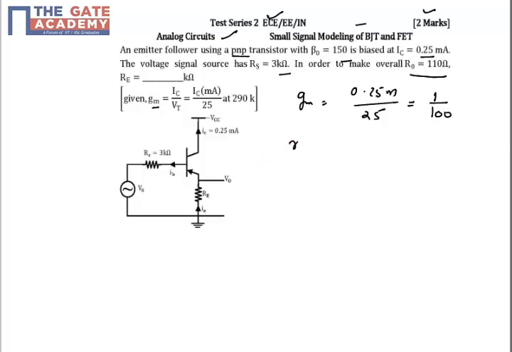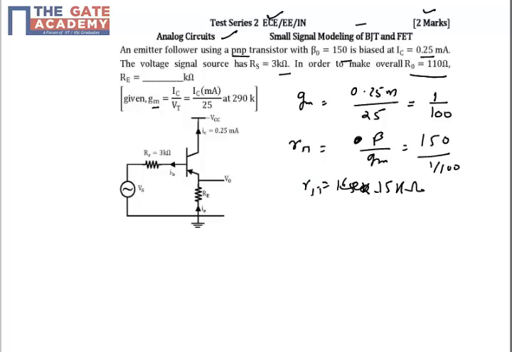And another relation we know is that r-pi is equal to beta by gm. So beta is already given to us as 150, gm you know is 1 by 100, so the value of r-pi is 15 kilo ohm. So the value of r-pi we have calculated.